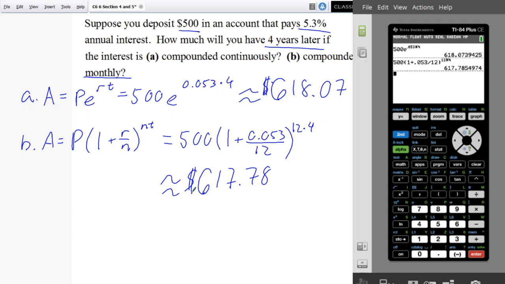So you can see compounding continuously is better. Is it a lot better? No, because we had a short time period of the money in the bank account. But anytime you can do continuous compounding over compounding n times per year, it's always going to be better. So again, there's an example of an application of exponential growth.